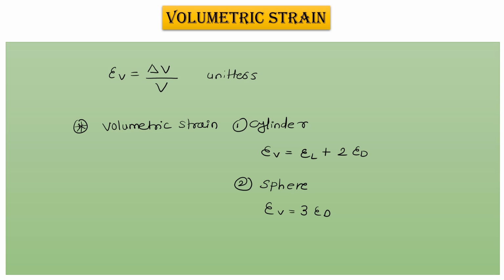Next is volumetric strain. Volumetric strain is nothing but the ratio of change in volume to original volume. This is the formula for volumetric strain, and it is also a unitless quantity. Then there are two formulas of volumetric strain: one for a cylinder and one for a sphere.